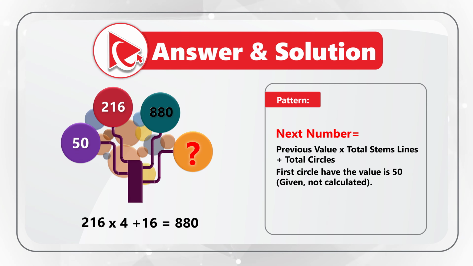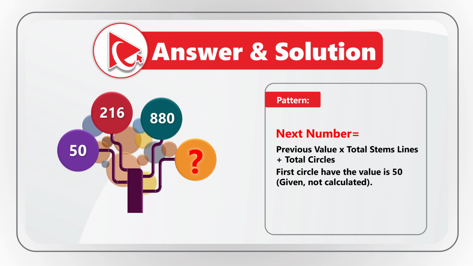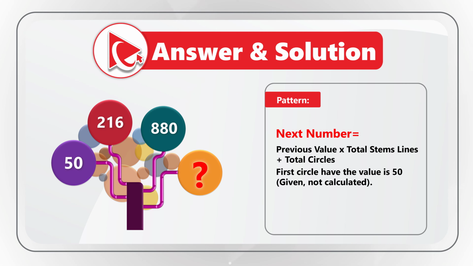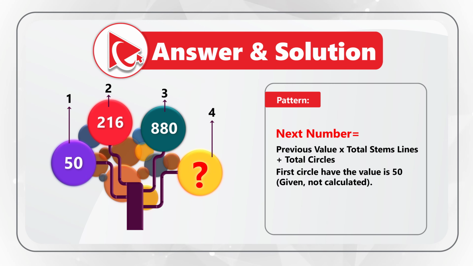Now you might be wondering what is 4 and where it came from, and what is 16. The 4 is the number of stem lines in this structure. Let's count them: 1, 2, 3, and 4. And 16 is the total number of circles. If you count them, you see 4 circles in the forefront, the ones that have a number and the missing number, and then there are also 12 circles in the background.